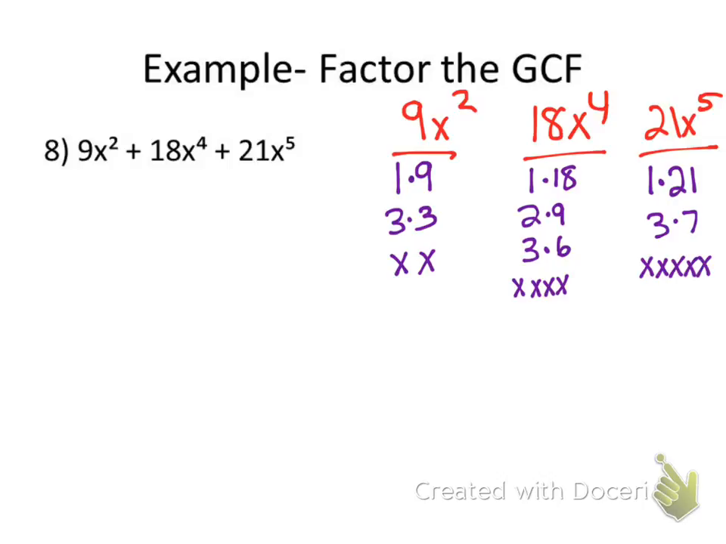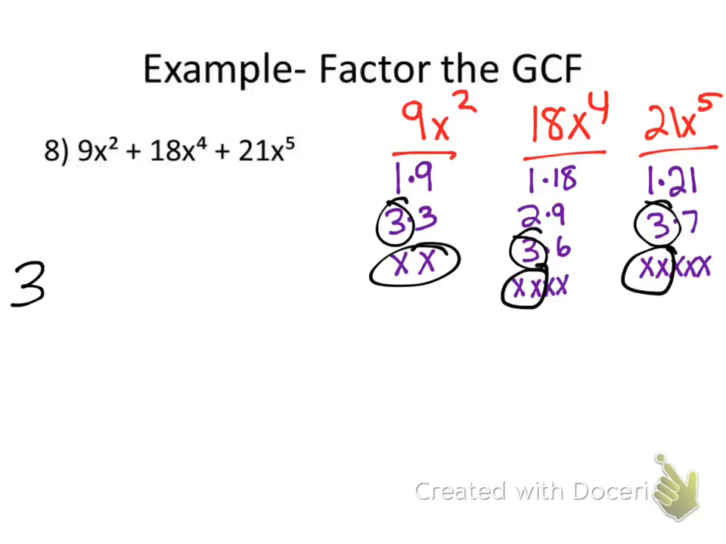Alright, so what's the largest number in all 3 lists? 9. I don't see a 9 back here. 3, very good. Alright, and then how many x's do they have? They all have at least 2. So that's the greatest number they have in common is 2. So 3x to the 2nd. We are going to divide everything by 3x to the 2nd. It's like pulling that out to the front of the problem.